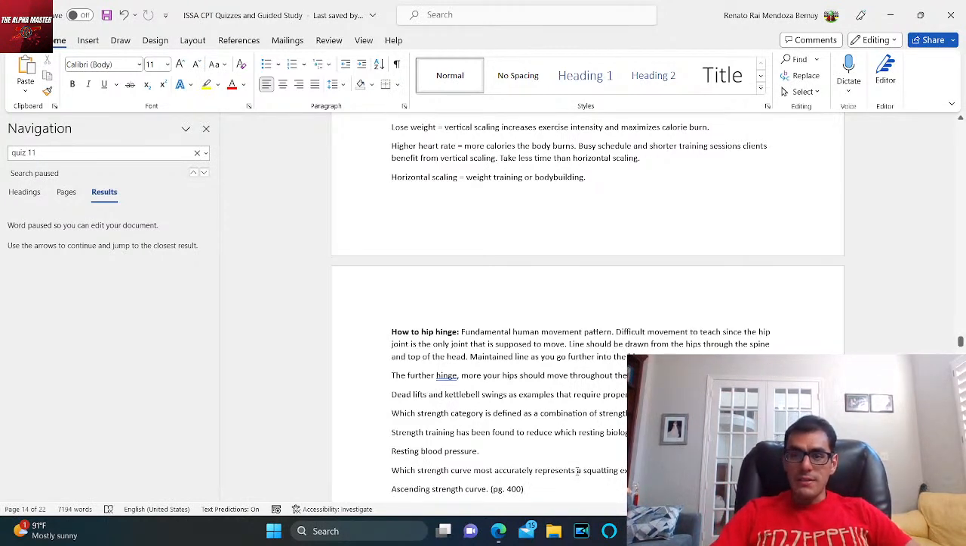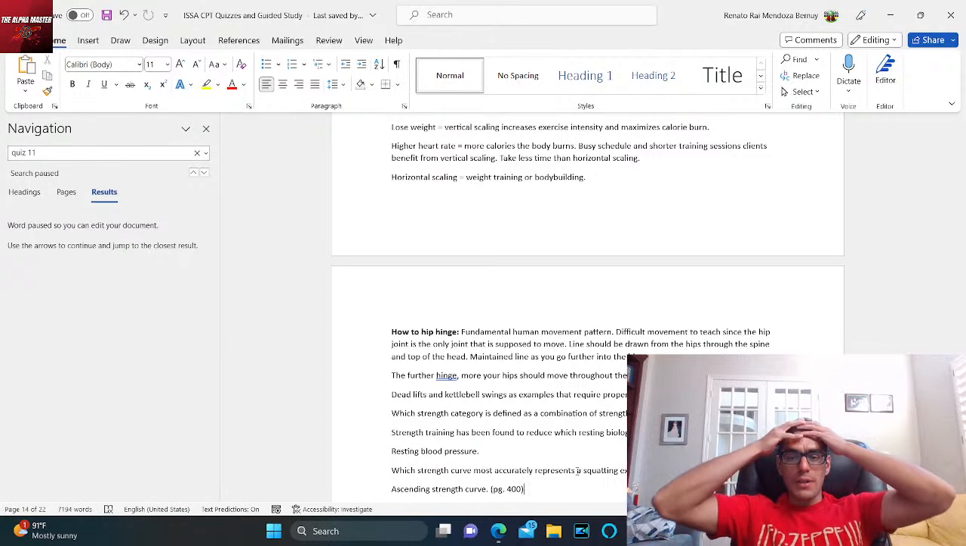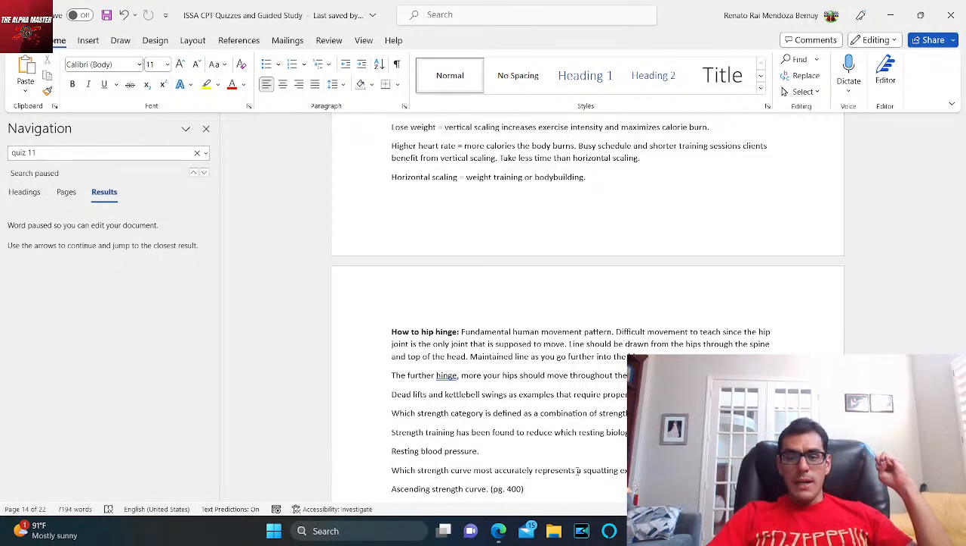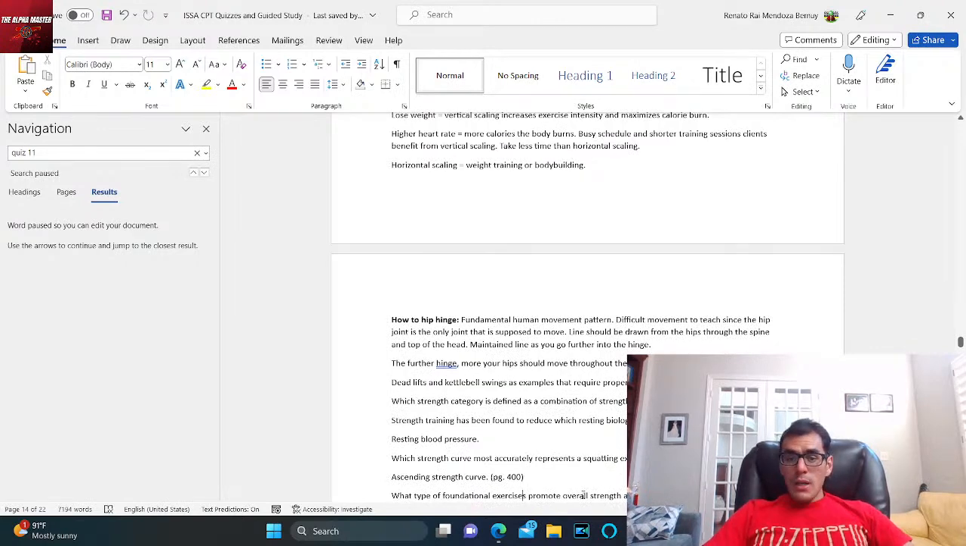That's because it is going to feel harder when it is at the lowest part. That's the strength curve that most accurately represents a squatting exercise. Also, the bench press is going to be an ascending strength curve.